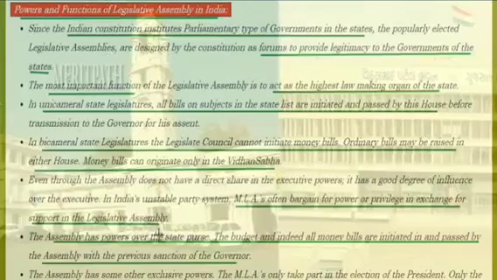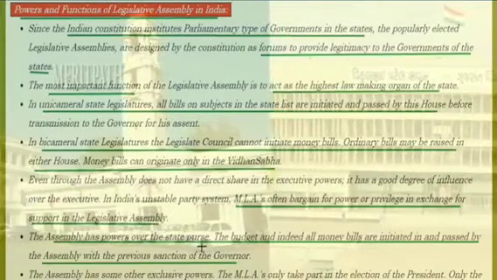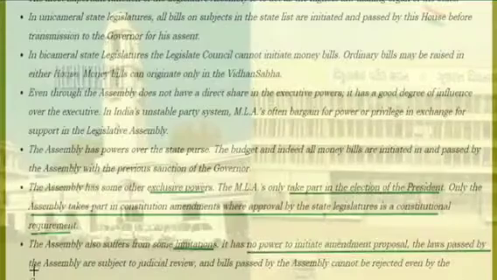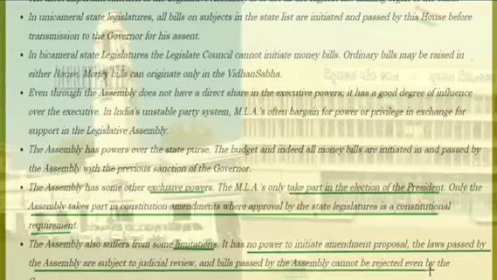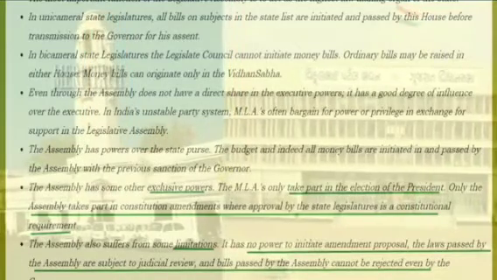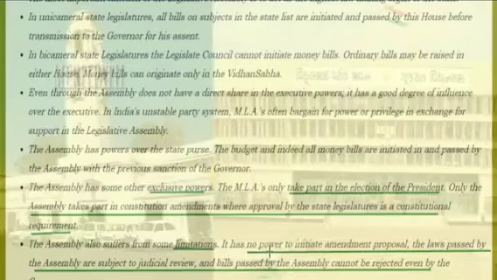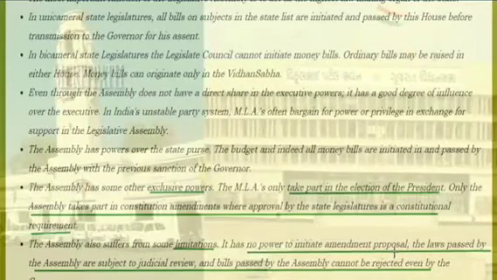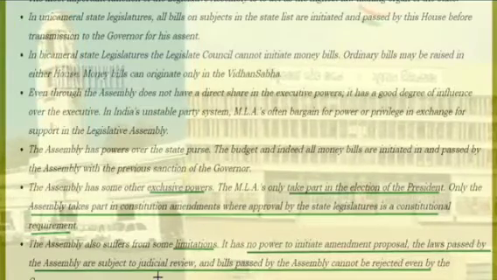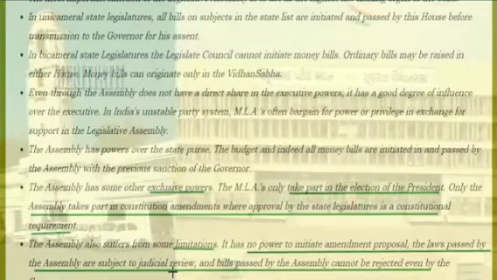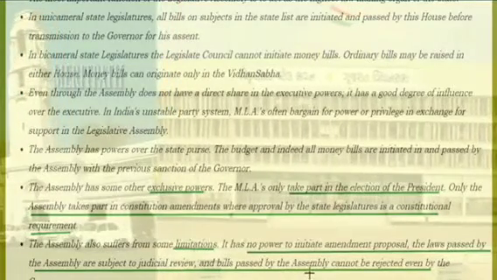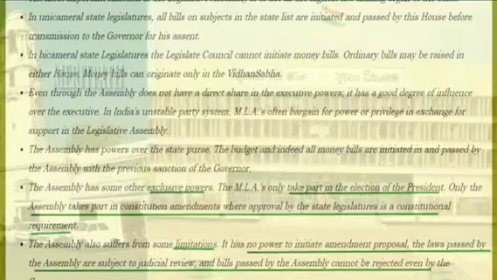So this assembly has power over the complete state. The budget will be decided, and all the money bills will be initiated and passed in the assembly, and later the governor sanctions these bills. In addition to passing bills, the assembly also has some exclusive powers. The MLAs take part in the election of the president also. The president of India is elected by the MLAs of each state. And the assembly also takes part in constitution amendments.